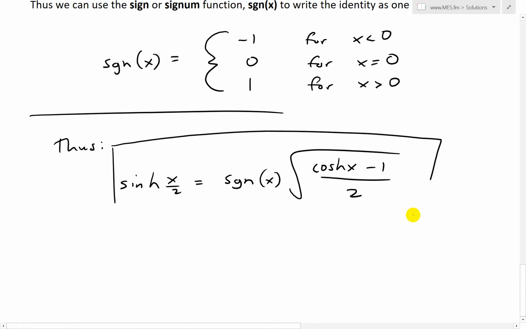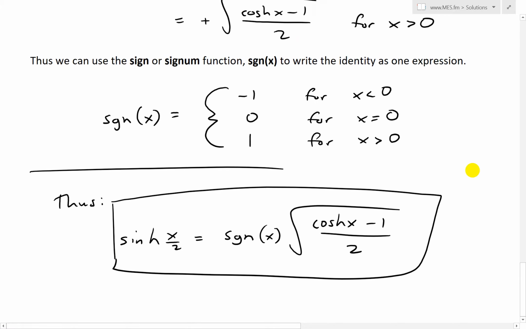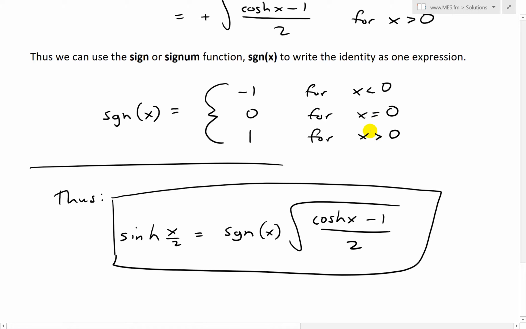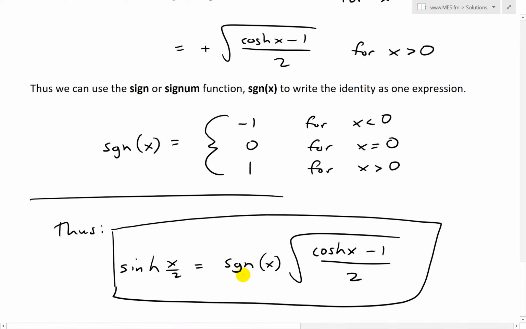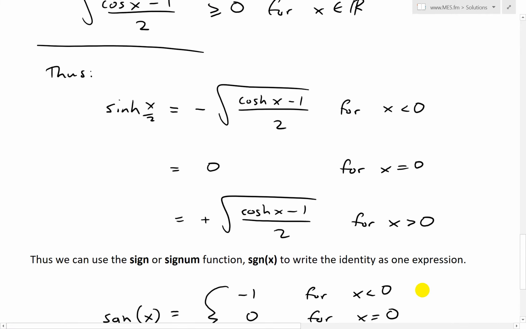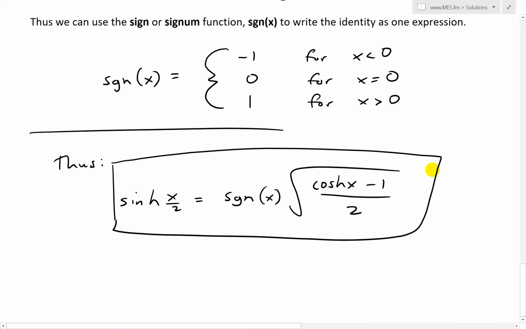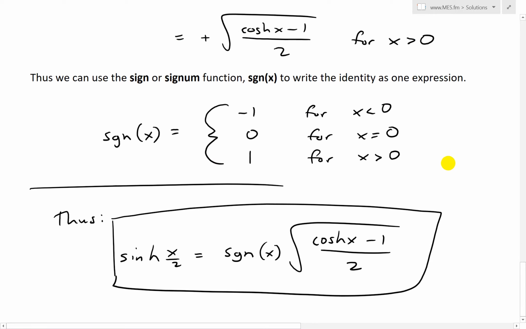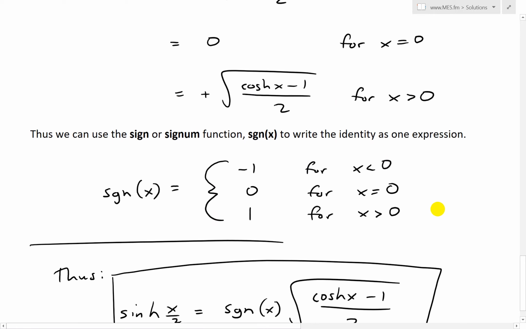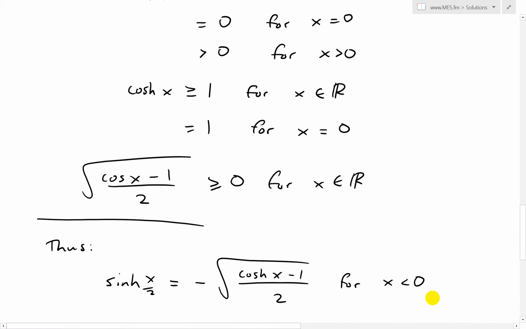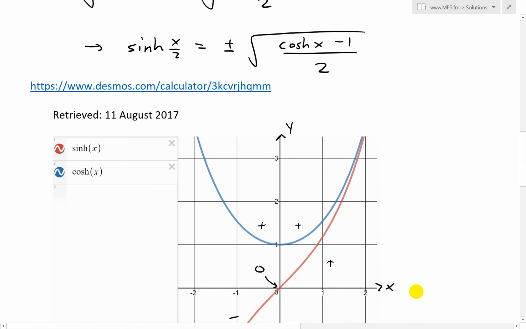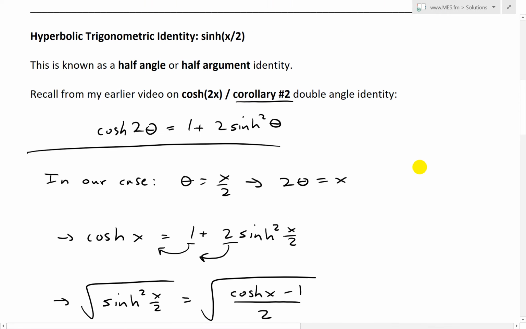So we could write this entire identity as this expression, and when we square this, the signum just becomes equal to 1 for non-zero values and equal to 0 for 0 values. In fact, we could just completely remove it when we square it because the square root already accounts for the 0. So yeah, that's a very cool way to simplify the expression using the signum function. First time I have actually used it. It's very interesting. Anyways, that's all for today if you followed along this very interesting derivation video for this half angle hyperbolic trig identity.